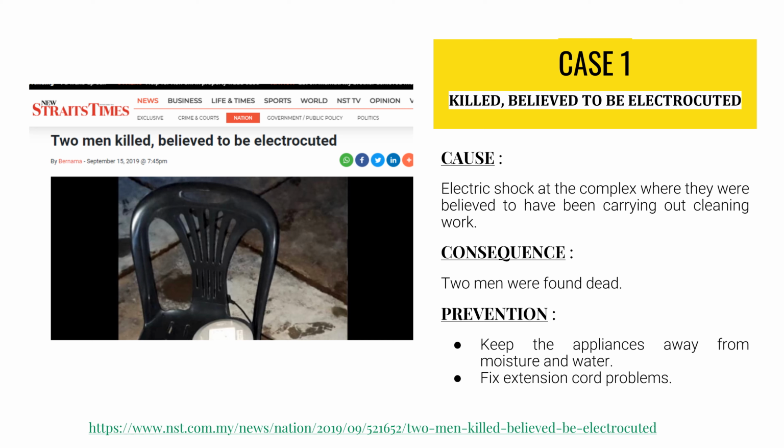To prevent this from happening, we should always keep the appliance away from moisture and water. Water is extremely conductive and can lead to an electrical shock. An electrical appliance submerged in water can turn the water body hazardous and might lead to a short circuit. Fix extension cord problems. Never use extension cords that are damaged or frayed. Remember to never overload the extension cords beyond their maximum amperage.